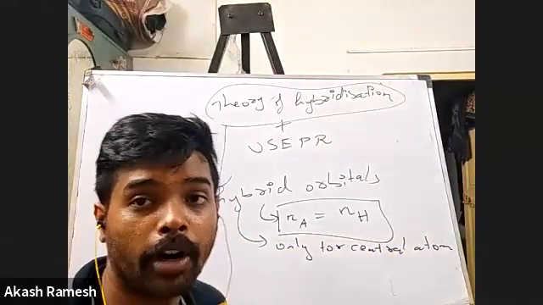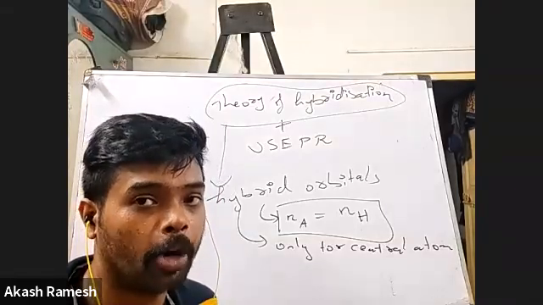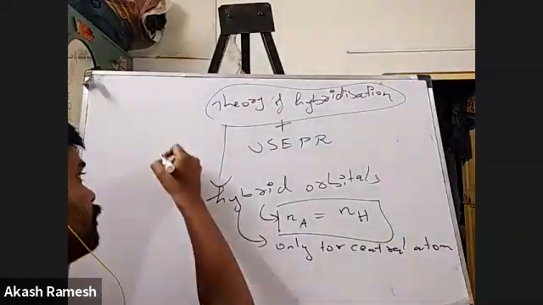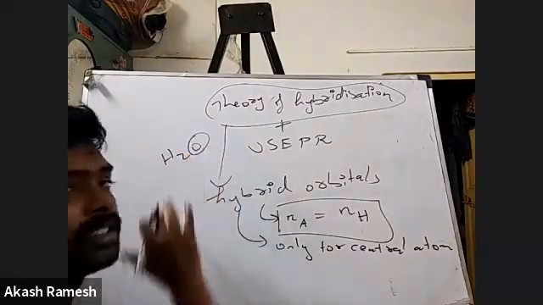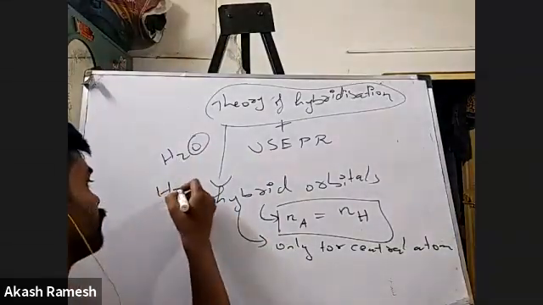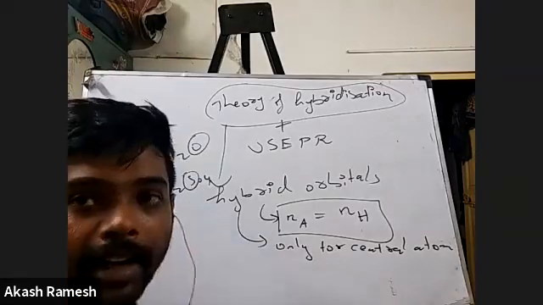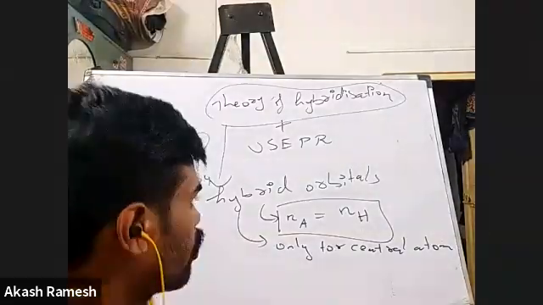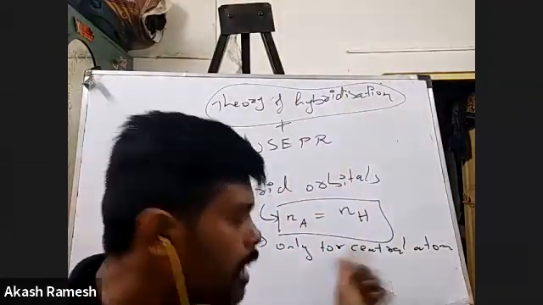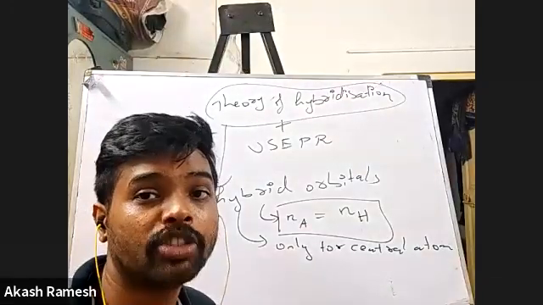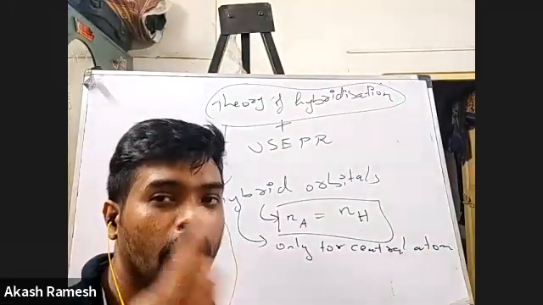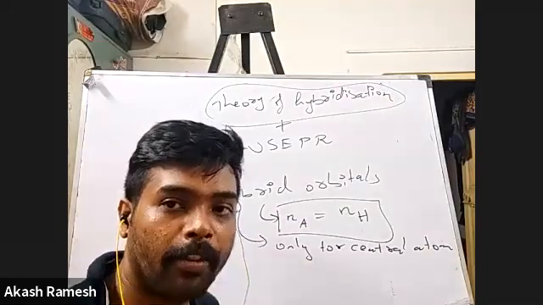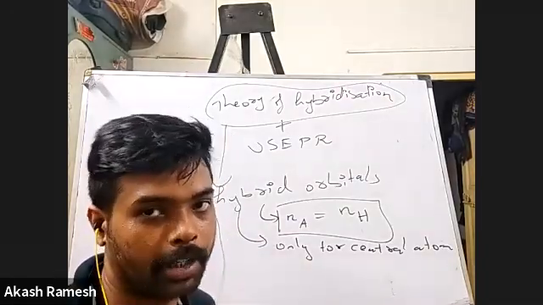These are only for the central atom. I hope you know what a central atom is. For example, if I take H2O, oxygen is the central atom. If I take H2SO4, sulfur is the central atom, right? So we are doing all this only for the central atom. All these hybridized orbitals exist only for the central atom. For the side atoms, it is only pure atomic orbitals.